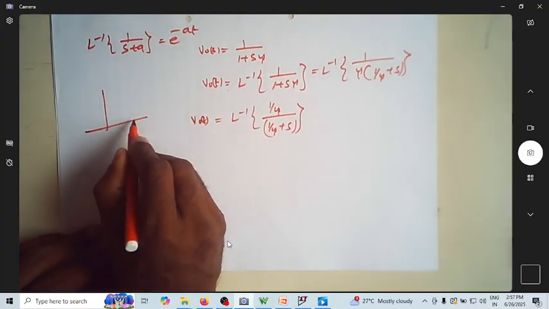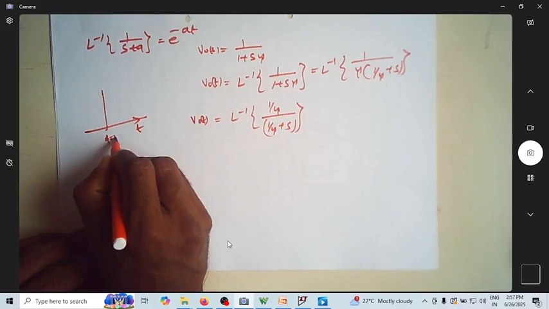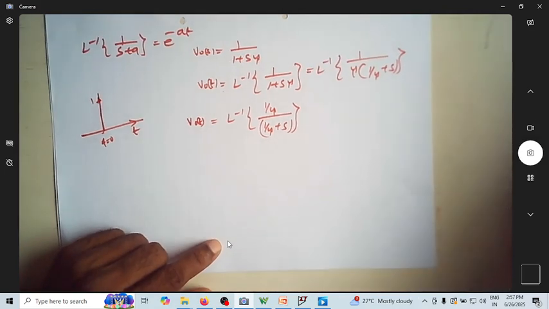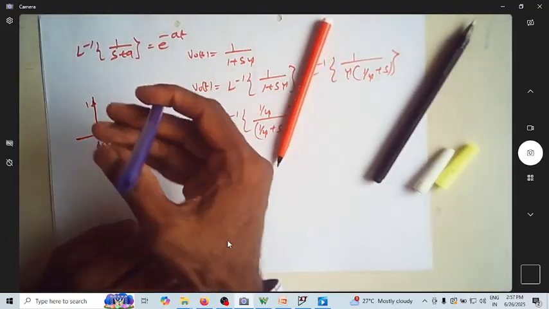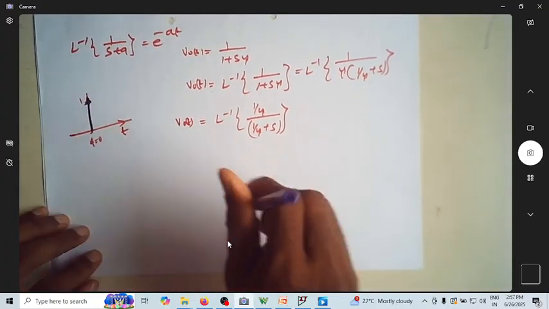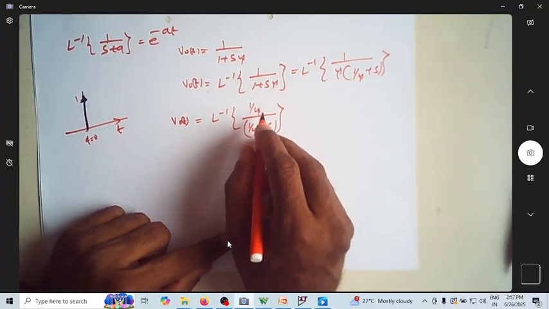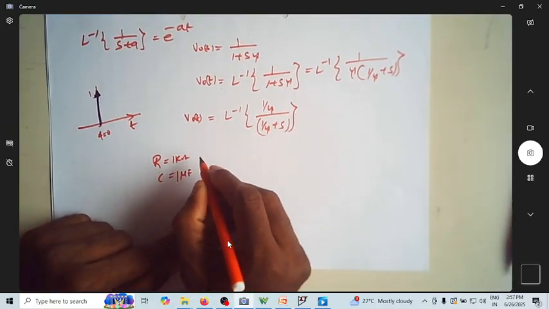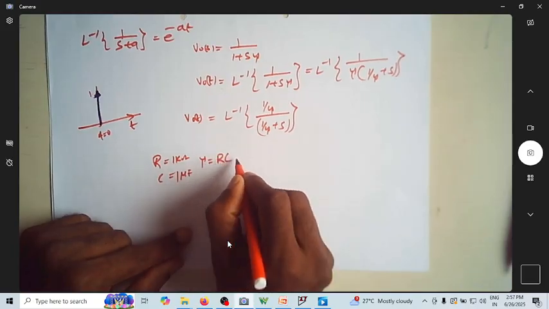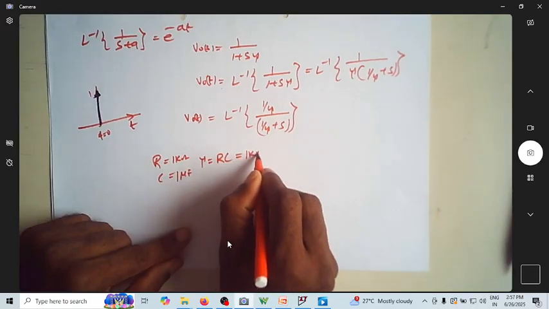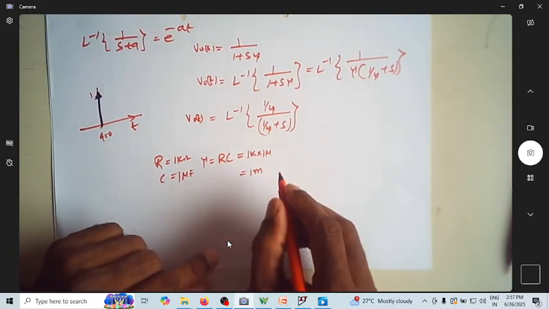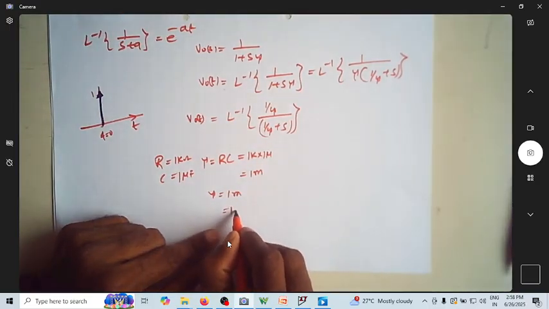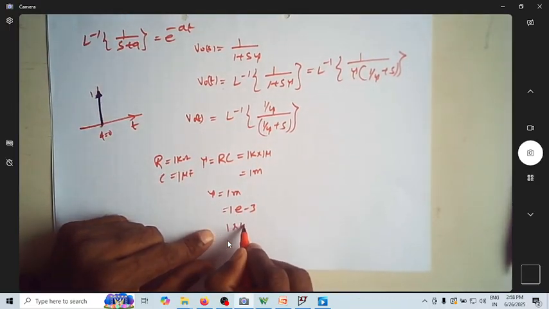So this is the input I am considering. This is T. At T equal to 0, I have a unit input. For this, I am supposed to find the output if R is equal to 1 kilo ohm and C is equal to 1 microfarad. Tau, which is R into C, becomes 1k into 1 micro, which is 1 milli. So now tau is equal to 1 milli, or 1 into 10 power minus 3.